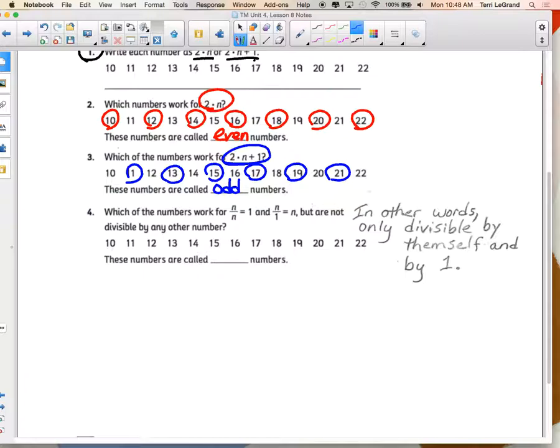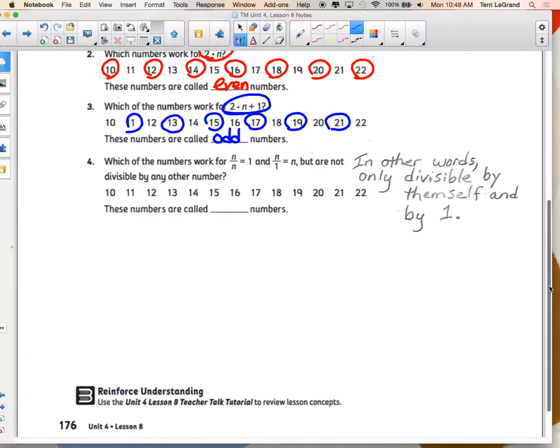Okay, then let's go on to number 4 for another pattern that we don't have a table for. Which of the numbers in this list work for n over n equals 1? Or in other words, n divided by n. So an integer divided by itself equals 1. So let's circle that. There's one of our algebraic expressions, and this one is an equation equals 1.